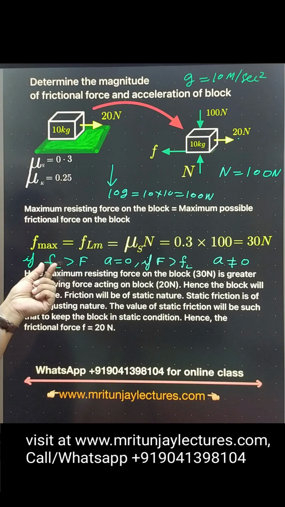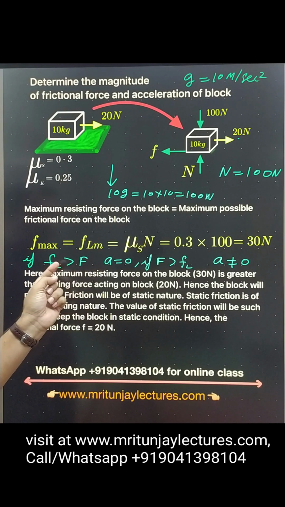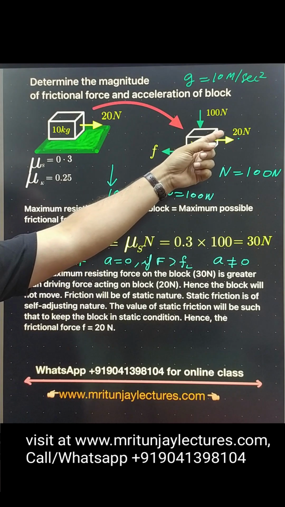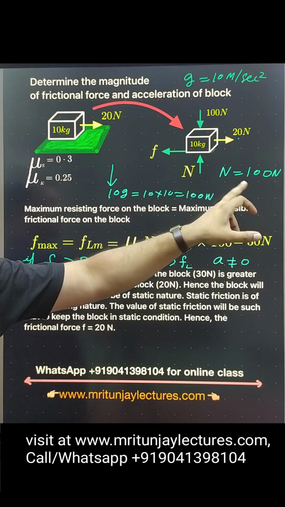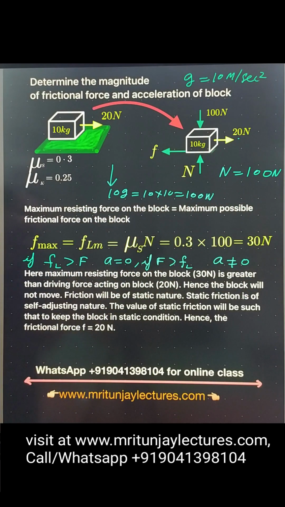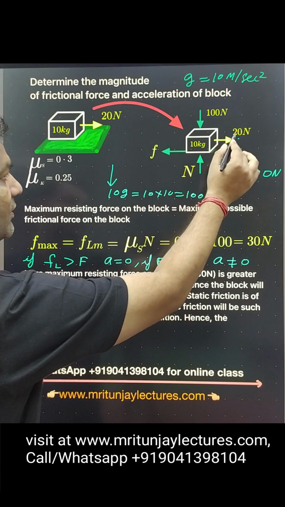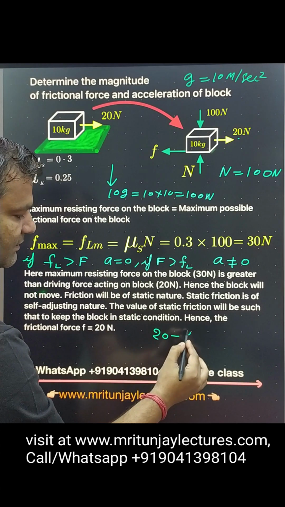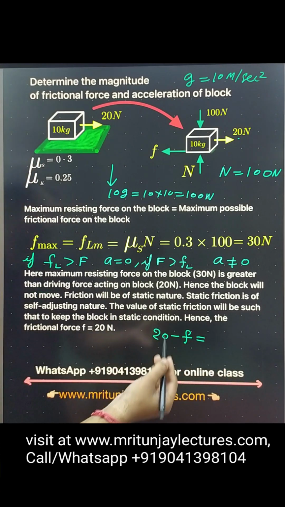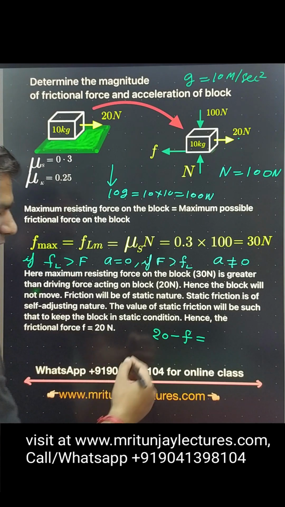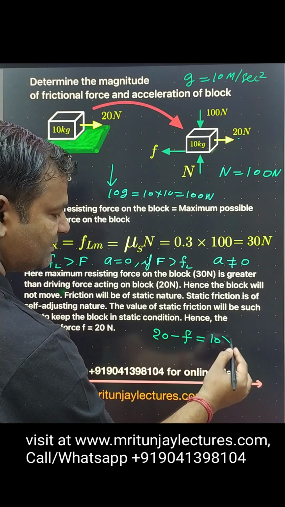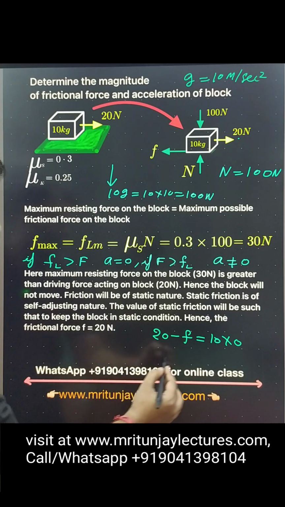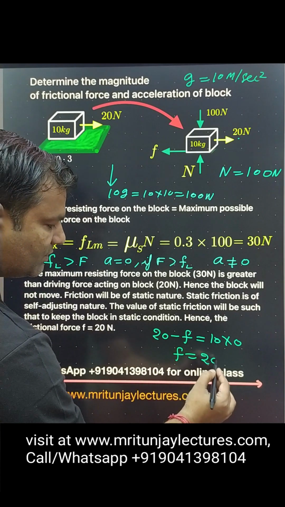So you can say, also clear, why acceleration is 0? Because the maximum limiting value is greater than F. Driving force is 20, that is 30 and that is 20, so the block is not moving at that time. So the net force on the block is 20 minus small f. This is equal to, according to Newton's second law, mass into acceleration: 10 into acceleration, which is 0 because this block is not moving. So you can say that f is equal to 20 Newton.